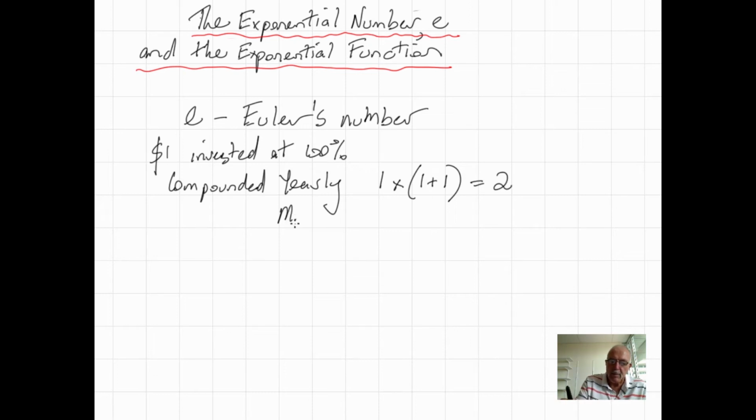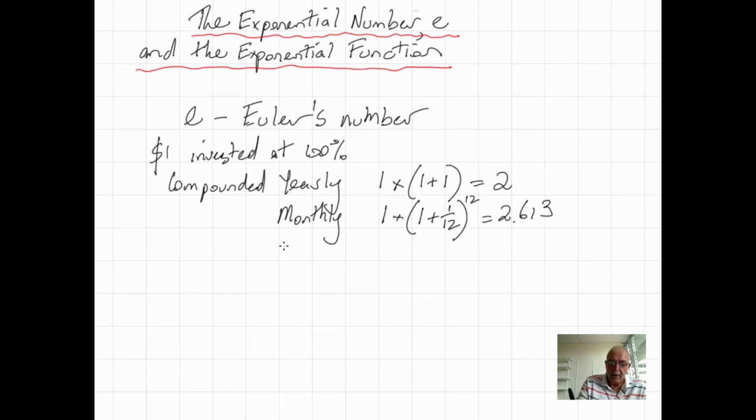If it was compounded monthly, the initial amount you had would be $1 times 1 plus 1 over 12, raised to the power of 12. That would be the interest rate per month, 1 over 12 as a decimal, and it would compound 12 times, monthly throughout the year, 12 months. And you get 2.613.